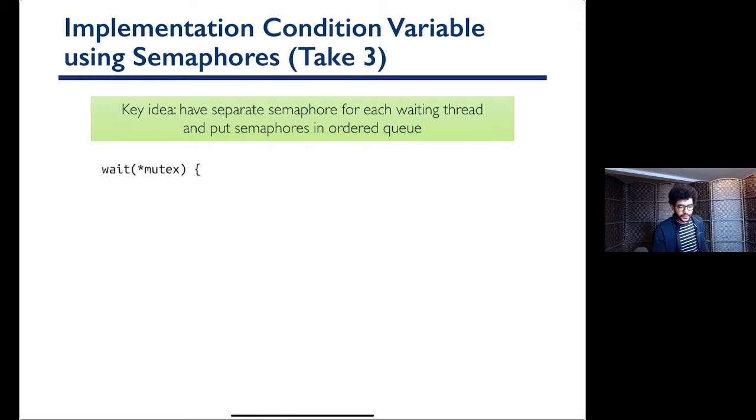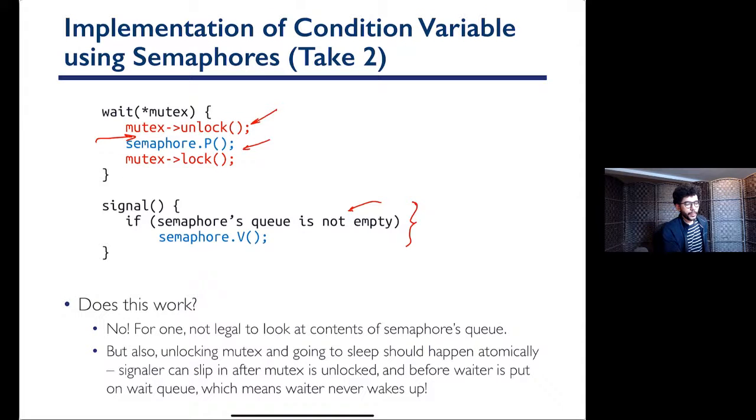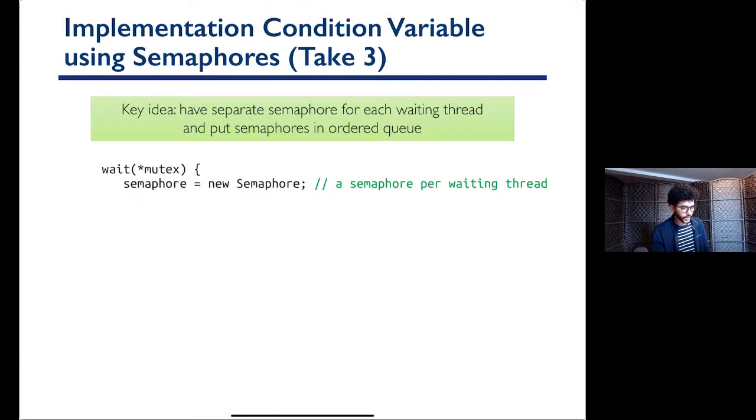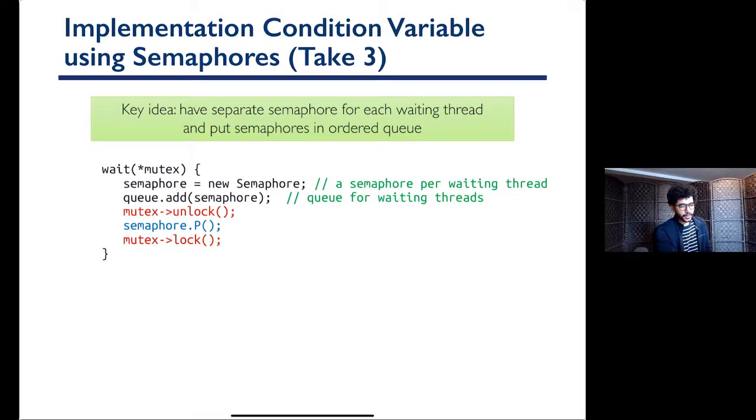Yeah, so let's first address this memory issue, and then I'll probably leave this one to you to solve. But let's focus on fixing the signal. So we're going to make each thread have its own semaphore. Now, when you call wait, we're going to create a new semaphore for you, and then we're going to have this queue we added to hold the semaphores.